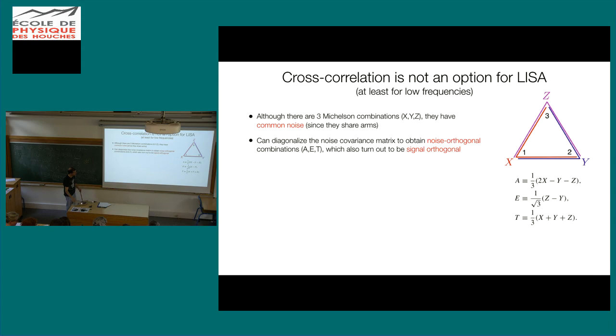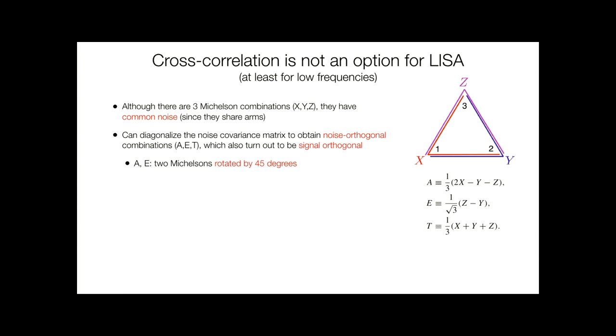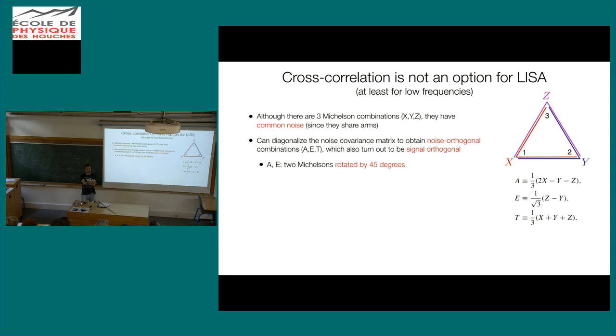Okay, the A and E combinations here can be thought of as two Michelson interferometers that are rotated relative to one another by 45 degrees. So one of the interferometers would be sensitive, say, to plus polarization, the other to cross. And hence, if you try to cross-correlate them, you get zero. This third combination, T, is what's sometimes called a Sagnac combination or Sagnac channel. And that turns out to be relatively insensitive to gravitational waves, again, at least at low frequencies. And hence, one can actually use this as a null channel, okay? It's not sensitive to gravitational waves. So you can look for gravitational waves as excess noise, if you will, in the A and E channels, okay?